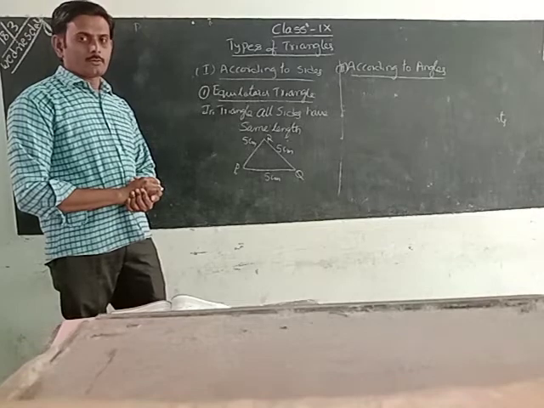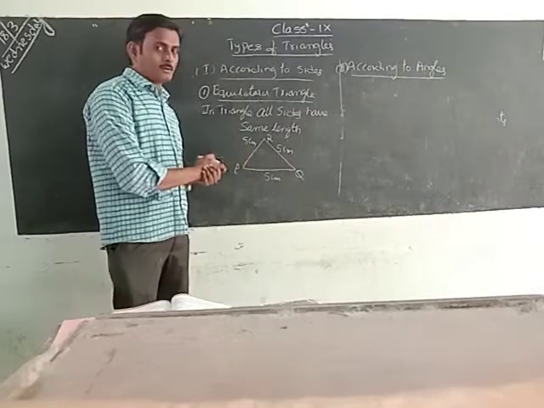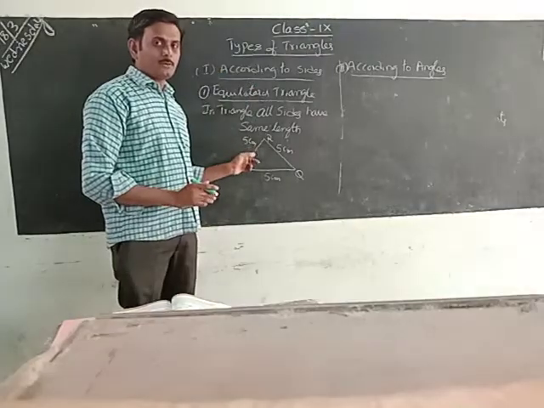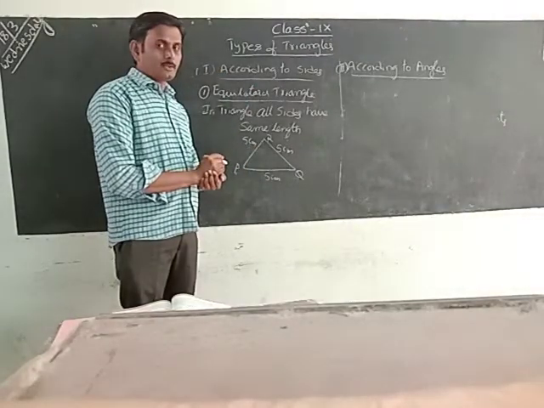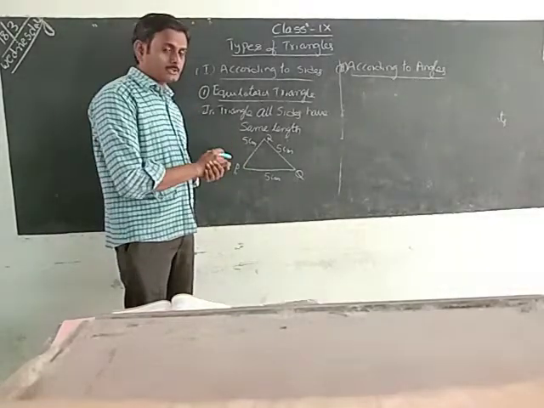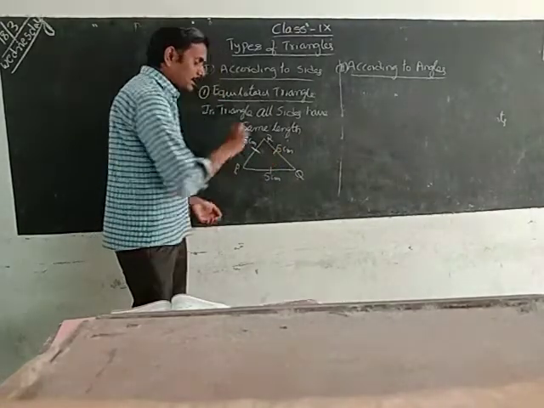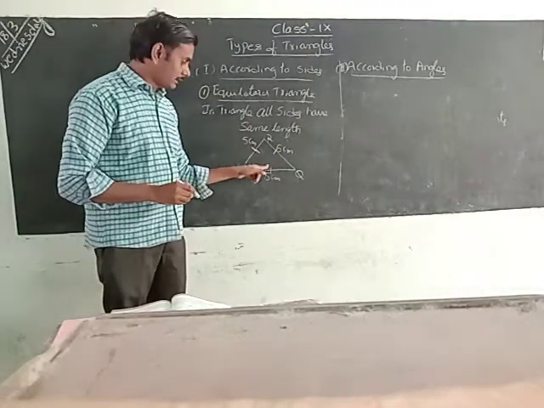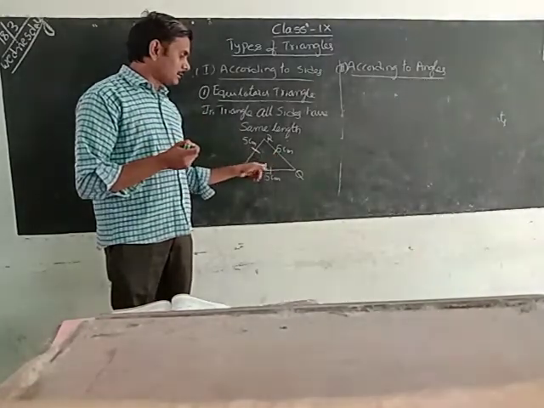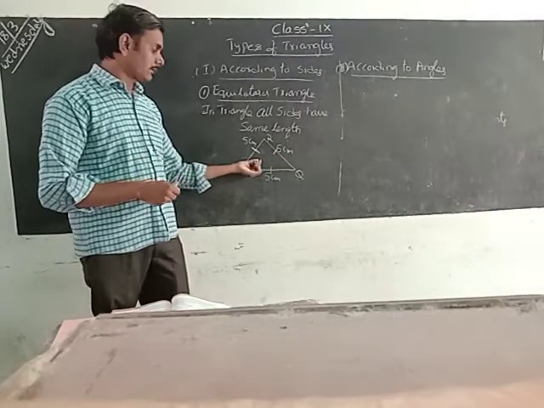While drawing a rough diagram, we can't say this is 5 centimeters, because we are drawing roughly. To show that sides have equal length, we can draw a line symbolically. If you draw one line on each side, then this has one line, this has one line, and this has one line. These represent the three sides having equal length.